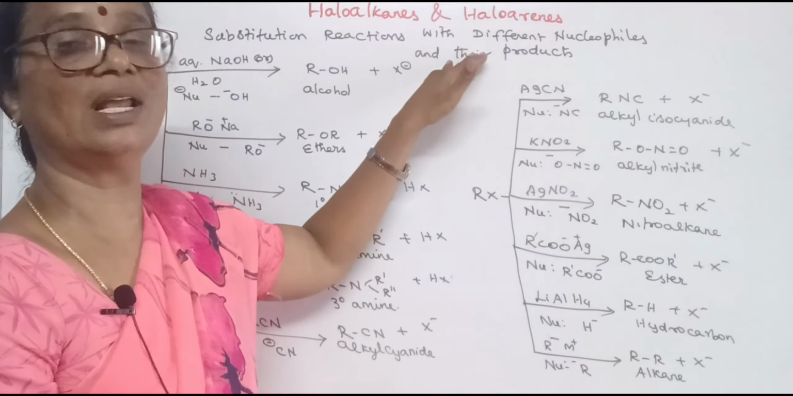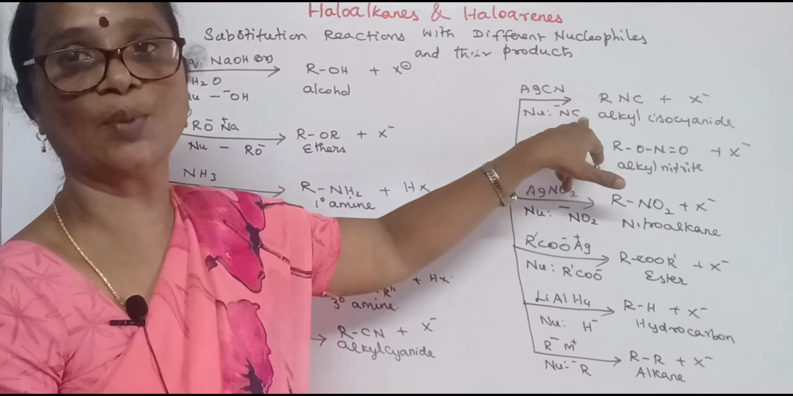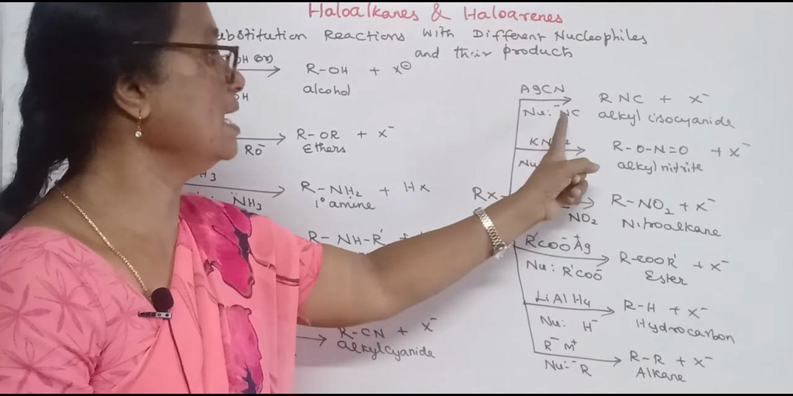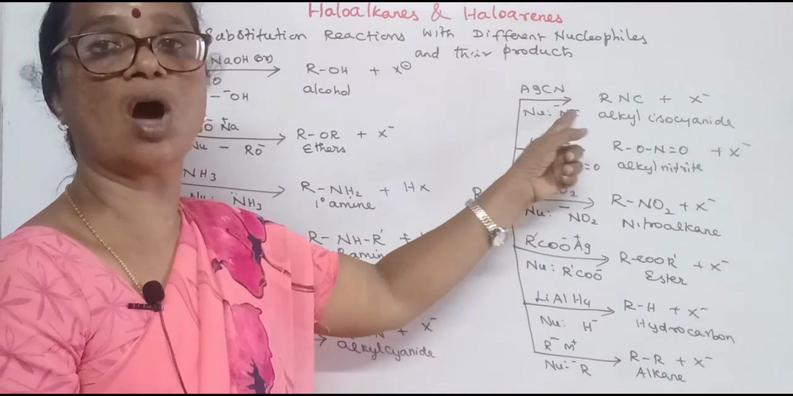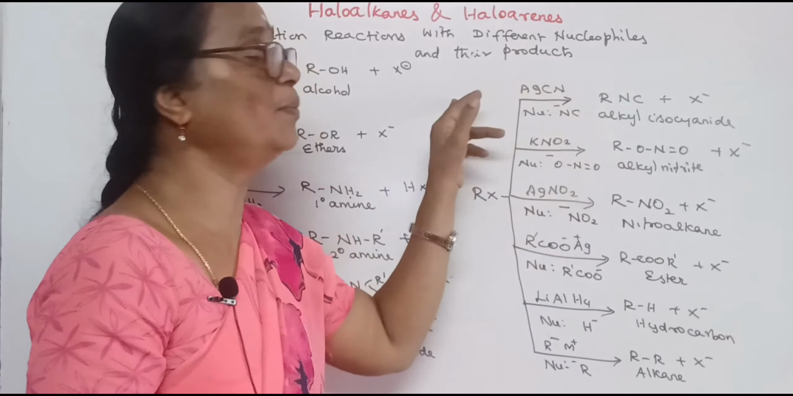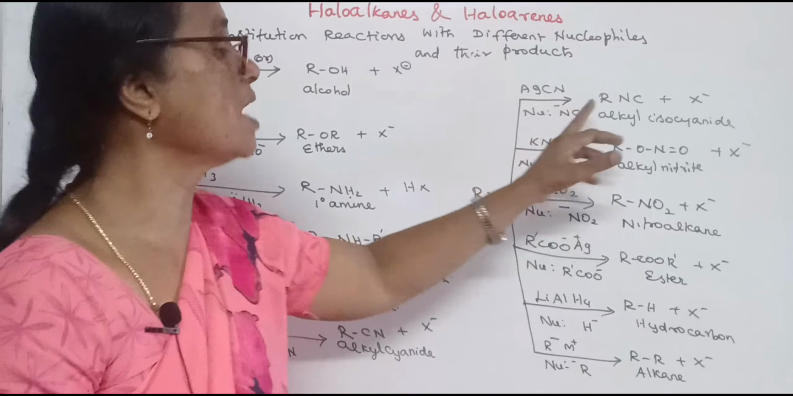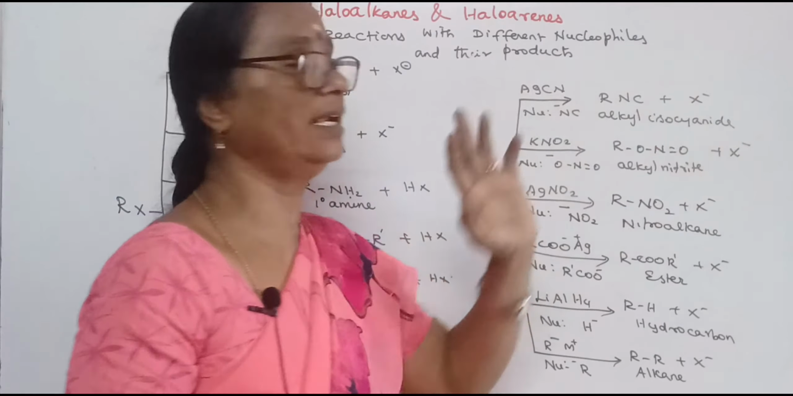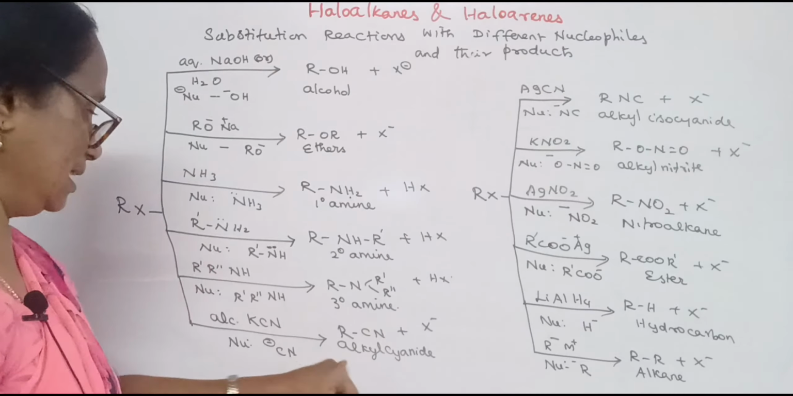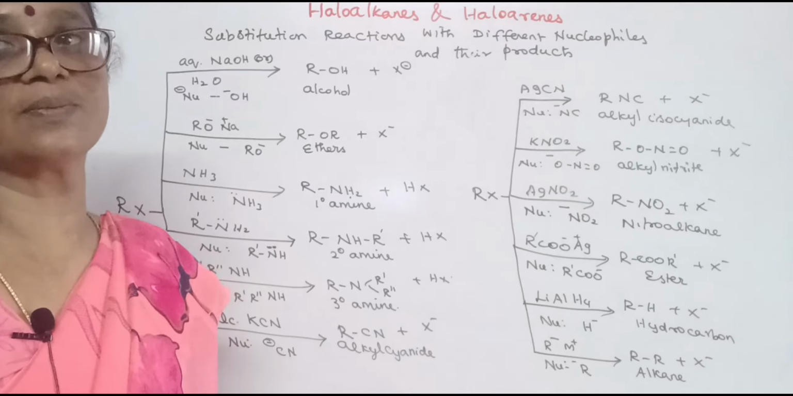Because of this covalent character, nitrogen takes the negative charge rather than carbon. So in this case, the link of nitrogen with the carbon is more stable and stronger than carbon to carbon, and hence silver cyanide gives alkyl isocyanide as the product, and cyanide and isocyanide are functional isomers.